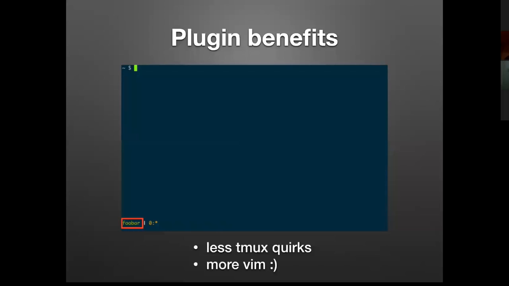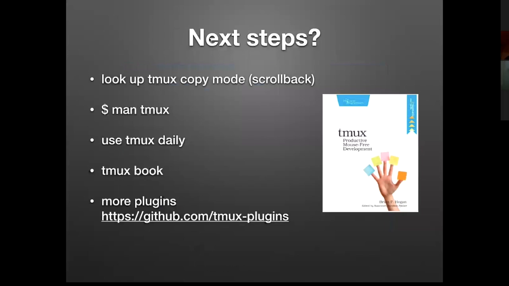So yeah, that's it. We're at the end, and if you've just started to learn tmux, what would be the next step? Definitely, you want to explore it even more. You want to look up tmux copy mode. In a regular terminal, you get scrollback just by scrolling up. With tmux, you can't really do that. It has this special copy mode for handling scrollback, and you may want to educate yourself on that. This presentation is a bit short, so I couldn't cover it.